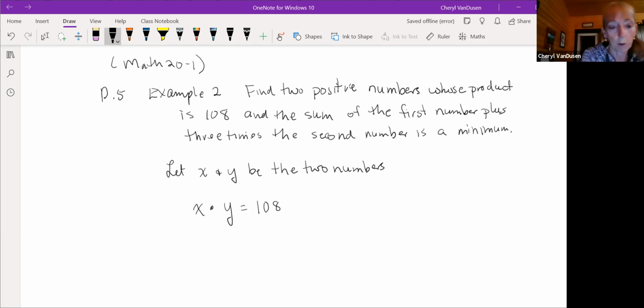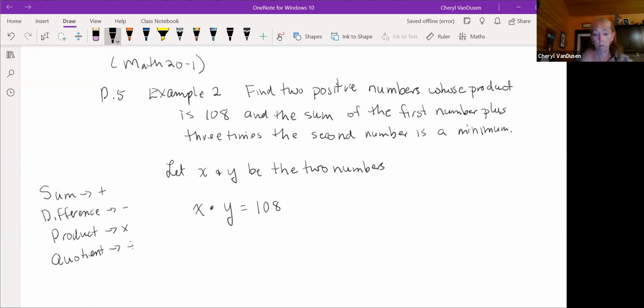And it might be worthwhile just to put these words down. Sum means add. Difference means subtract. Product means multiply. And quotient means you're dividing. I know that you likely know those, but just to keep them rattling around. So we've got one expression. The product of the two numbers is 108. Then the second one says the sum of the first number plus 3 times the second number is a minimum.